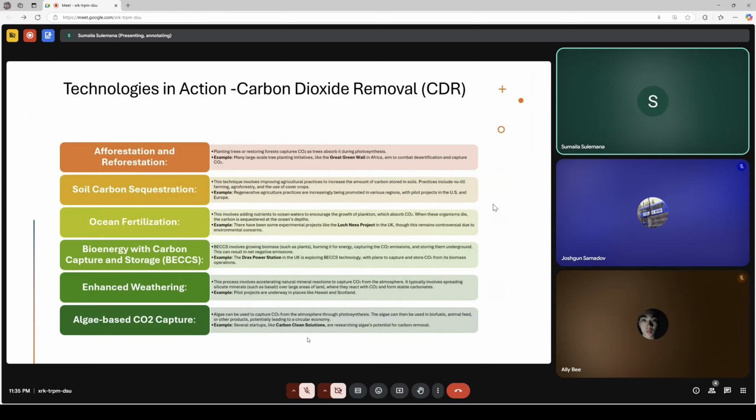So, what are some of the technologies in CDR that are in action? We have, like I did mention, afforestation and reforestation, which is the natural capture of CO2 from the atmosphere by plants, done mostly during photosynthesis. An example of such an initiative is the Great Green Wall in Africa, aimed to combat desertification and capture CO2.